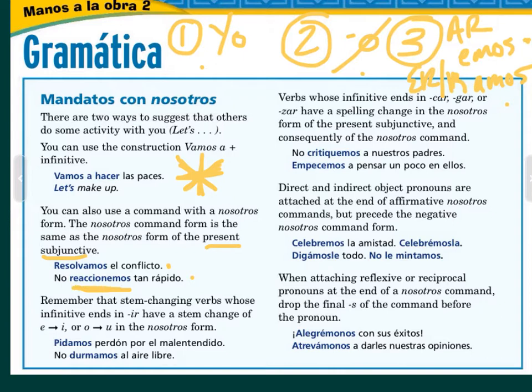Okay, we do have stem changers to watch out for. The stem changers are a little bit different. So in usted and ustedes, what happened with the stem changers was that we used the yo form stem change. So pedir, for example, the one that we have here in the nosotros form, was pida in usted and pidan in ustedes, because the yo form was pido.